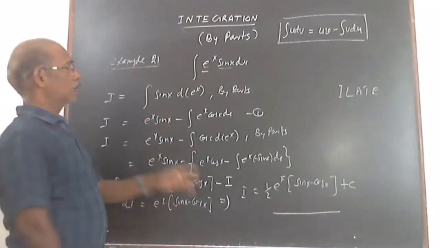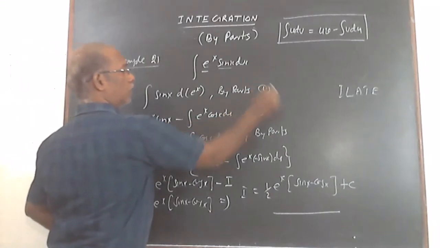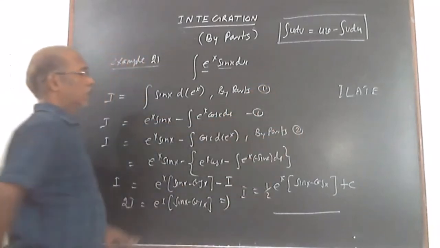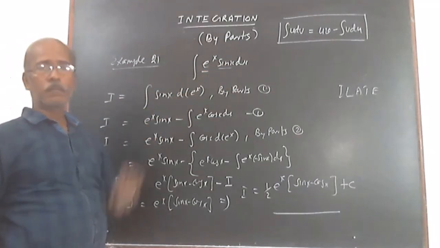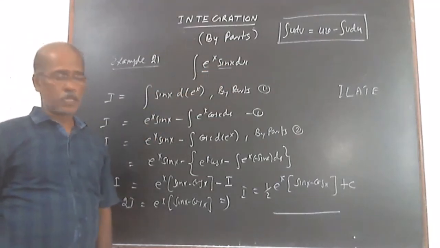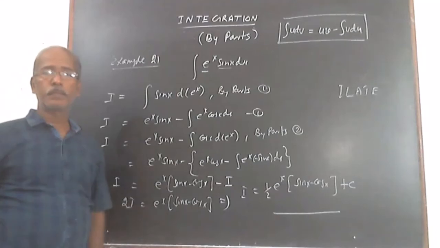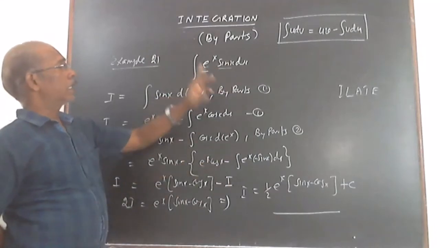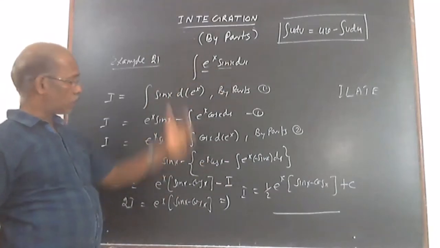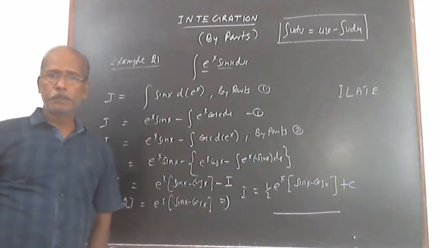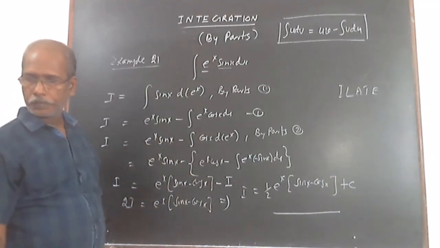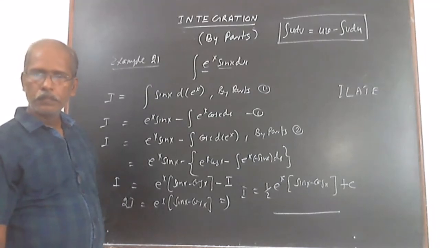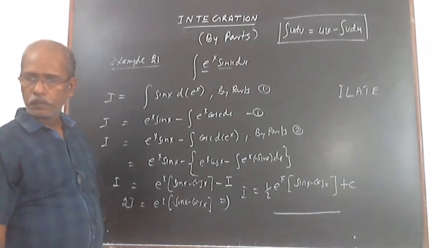So go through it. We have applied integration by parts two times, because the nature of the integrand is a recurring function. And copy it. For e power x sin x or e power x cos x and all, we should follow the same method. We go to the next question.